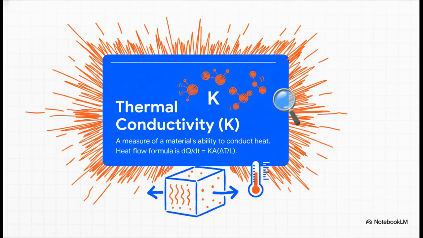Let's kick things off with thermal conductivity, which we call K. All this tells you is how well a material can conduct heat. The formula you've got to know is for the rate of heat flow, or dQ over dt. It's equal to K times the area A times the temperature difference, delta T, all divided by the length L.